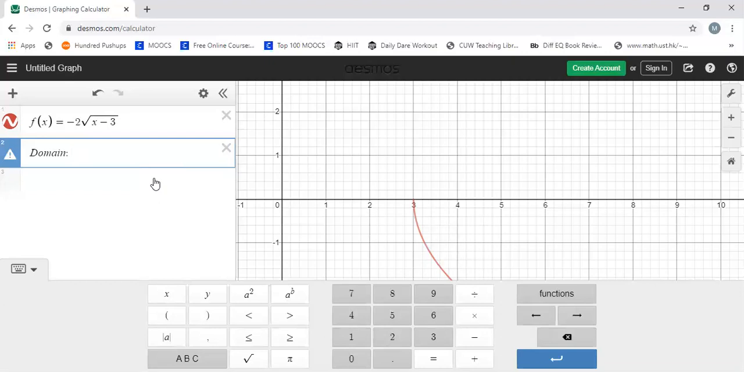So what is the smallest value of x that we can put in? Well, our graph of the function starts at 3, 0. The value there for x is 3.